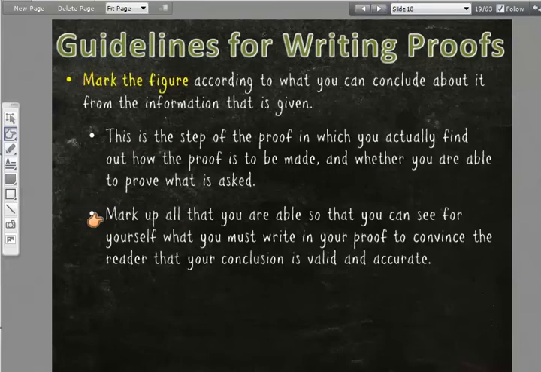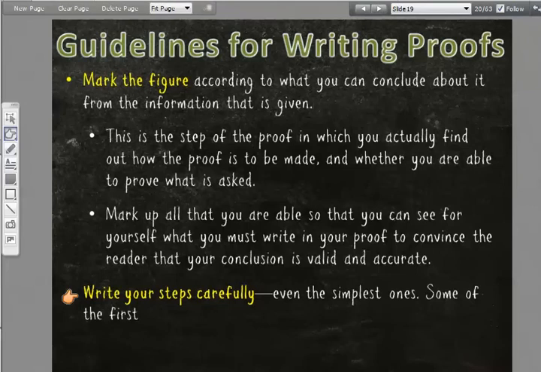And I'm just continuing this on. It says, mark up all that you are able so that you can see for yourself what you must write in your proof to convince the reader that your conclusion is valid and accurate. What we are becoming is geometry lawyers. That's what it is. Okay?